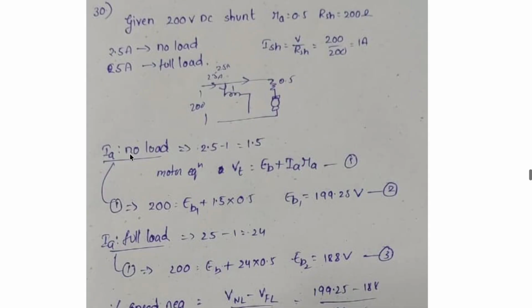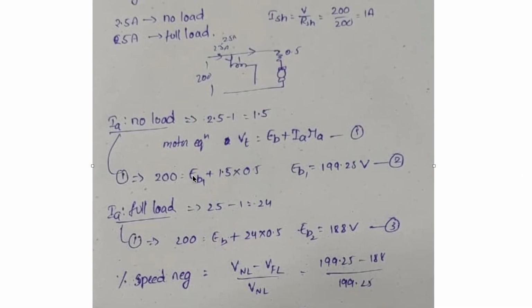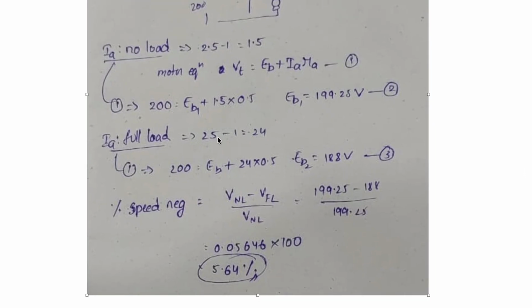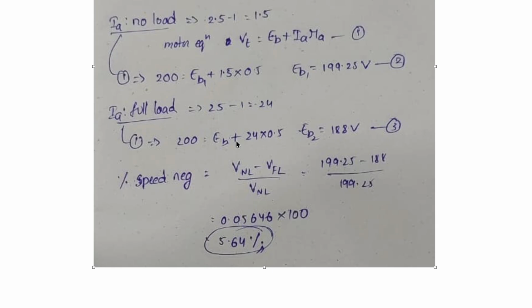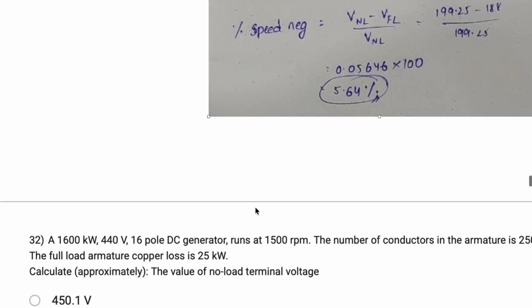For the no load case, we get armature current as 2.5 minus 1, equal to 1.5. By applying the motor equation, Vt is equal to Eb plus Ia Ra, we get Eb1 as 199.28 volts. For the full load condition, he has given 25 amperes, so 25 minus 1 is equal to 24 as armature current. From equation 1, by substituting the values, we get back EMF as 188 volts. He is asking the percentage speed regulation. Back EMF is directly proportional to the speed, so in place of speed we use the voltages: no load minus full load, divided by full load. By calculating, we get 5.64% as the percentage speed regulation.